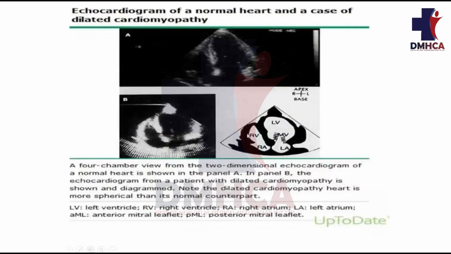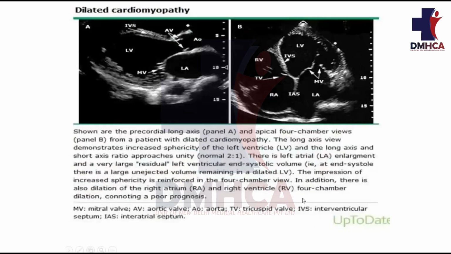Dilated cardiomyopathy, this is how it looks. Okay. So if you see the aortic valve also, aorta is also dilated. Grossly, the RA is dilated, RV is dilated, LA is dilated, but the thickness of the LV or RV is preserved.